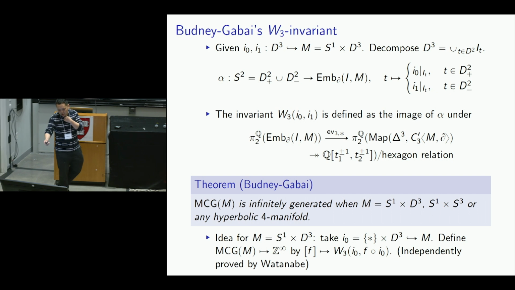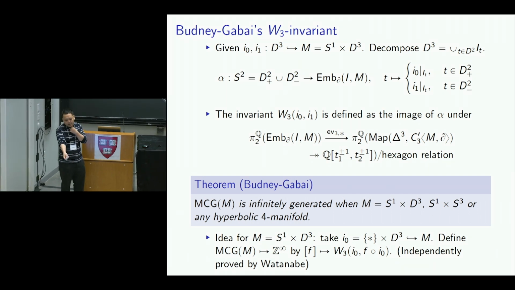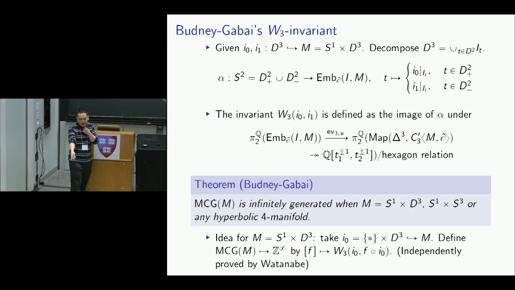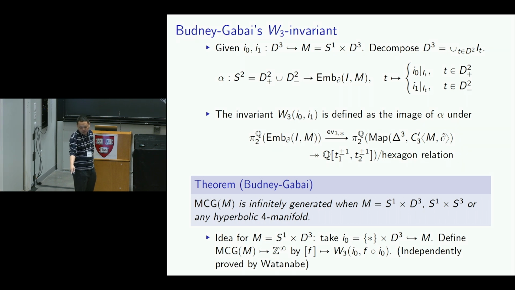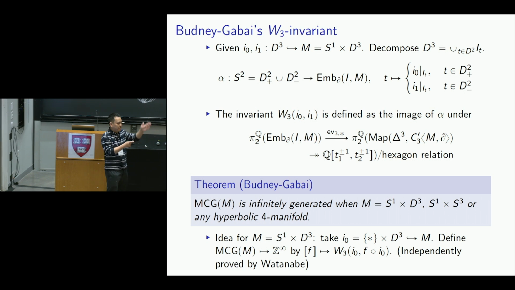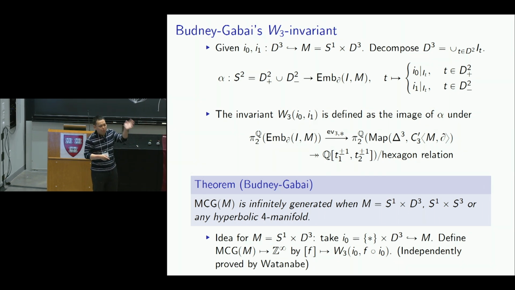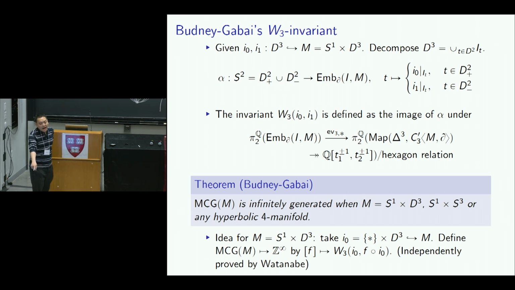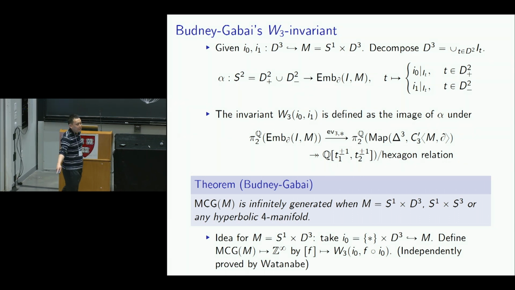Yeah, and so as I said, the proof is that you take the standard embedded disk in M and define a map from the mapping class group by sending F to the W3 invariant between I0 and F composed with I0. So the diffeomorphism takes this standard cross-section to some other funny disks. Okay? And this also implies the unknot S2 inside S3 bounds infinitely many disks.